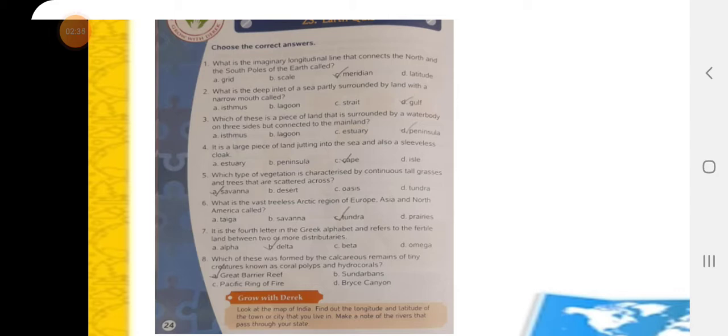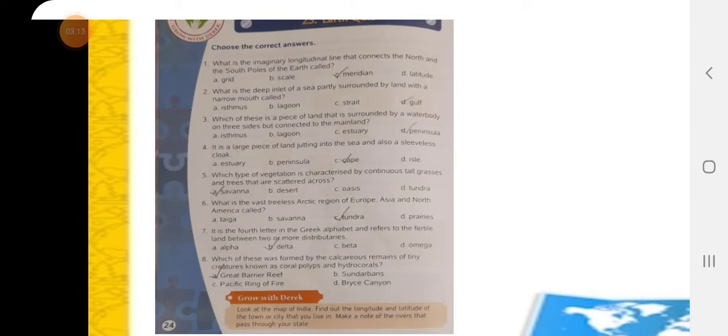Number 7. It is the 4th letter in the Greek alphabet and refers to the fertile land between 2 or more distributaries. It's a delta. Number B, delta. Tick on delta. Number 8. Which of these was formed by the calcareous remains of tiny creatures known as coral polyps and hydrocorals? So it is Great Barrier Reef. Okay, number A, Great Barrier Reef. So you will tick on that, children.